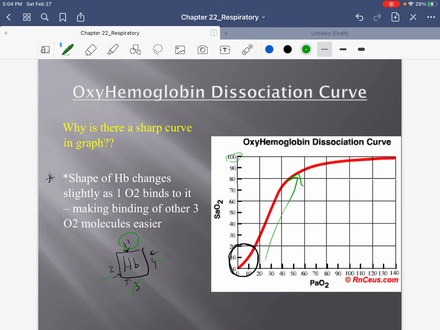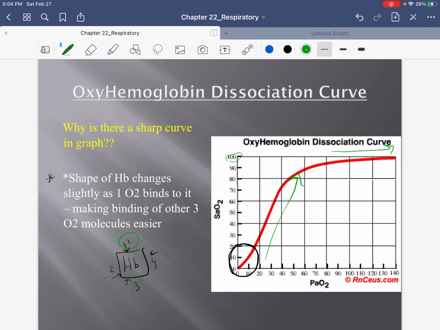Let me add one here. Why does the curve level off? Why doesn't it keep going up here? Hopefully you're already thinking with me on this. Well, the reason it levels off is because once a hemoglobin is fully saturated, there's no more spots available. So 100% saturation means that all spots are taken.